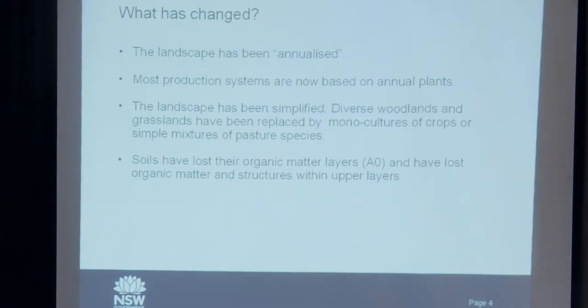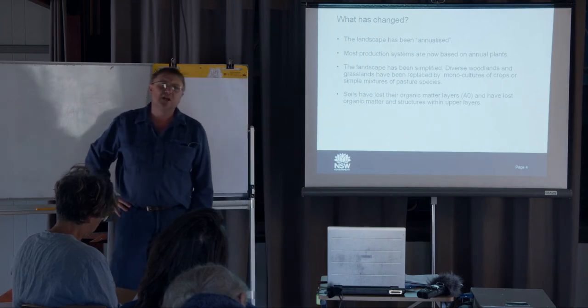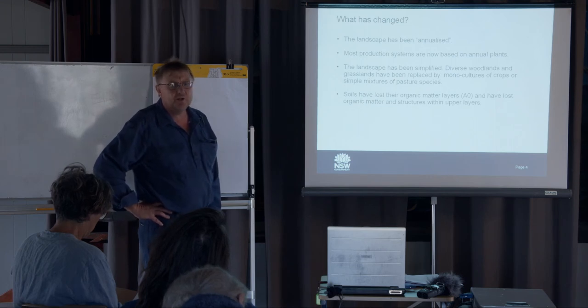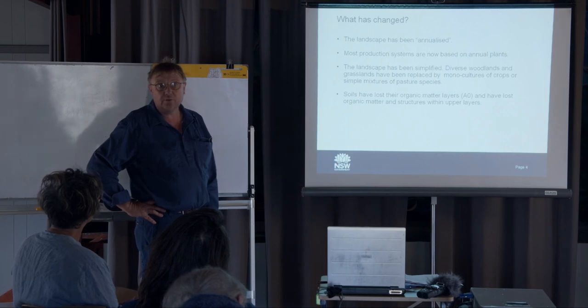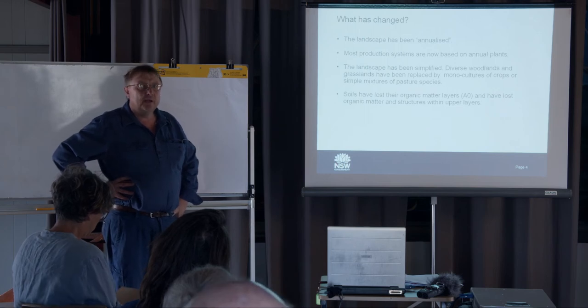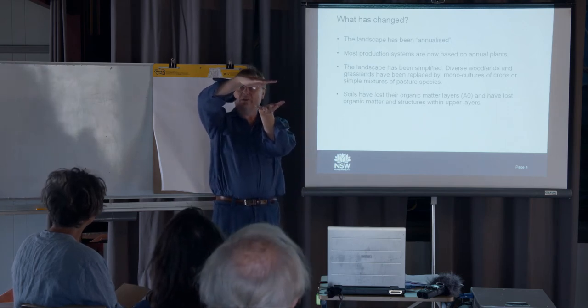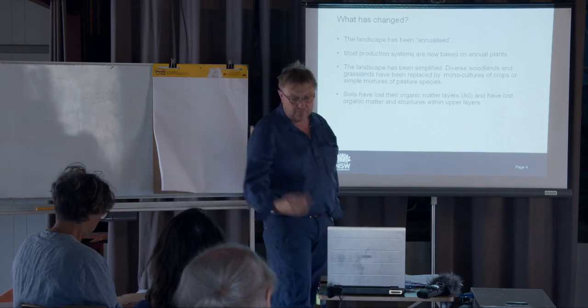What's changed? In agricultural landscapes particularly, we've annualized the landscape. Our major food production and grazing plants are annual plants. Big change. We've simplified it. We've changed a diverse landscape where if you walked 100 metres you'd see 60 to 100 species to something where if you walk 100 metres you might see 5 species. And the big thing is our soils have changed dramatically. We've lost our organic matter layers in the surface and we've lost the structure in our upper layers. And that means for a big chunk of the Central Tablelands and Central West of New South Wales, there was a sponge about this thick on top of the ground that's now not there anymore. It's gone, and that has a huge impact on the way the landscape behaves.